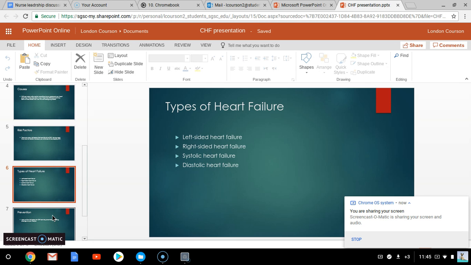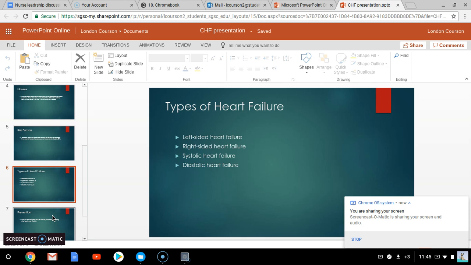Left-sided heart failure causes fluid to back up into your lungs, which causes shortness of breath and abnormal lung sounds. Right-sided heart failure is characterized by generalized edema or swelling. Your legs, feet, and abdomen may become swollen with fluid. You may notice pitting edema or swelling that when you press down causes indentation.